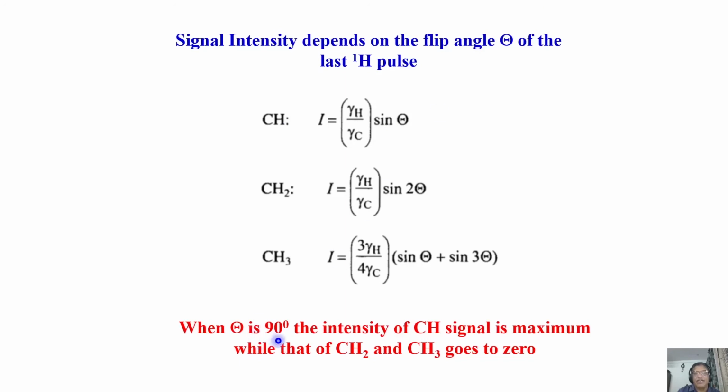When phi is equal to 90 degrees, what is happening here? Sin 90. What is sin 90? 1. So this is 1, the maximum signal intensity you will get. What happens for CH2 and CH3 when it is sin 90? Look at it. These two signals will go to 0. As a consequence, very clearly, when it is a 90 degree pulse, we see only this.